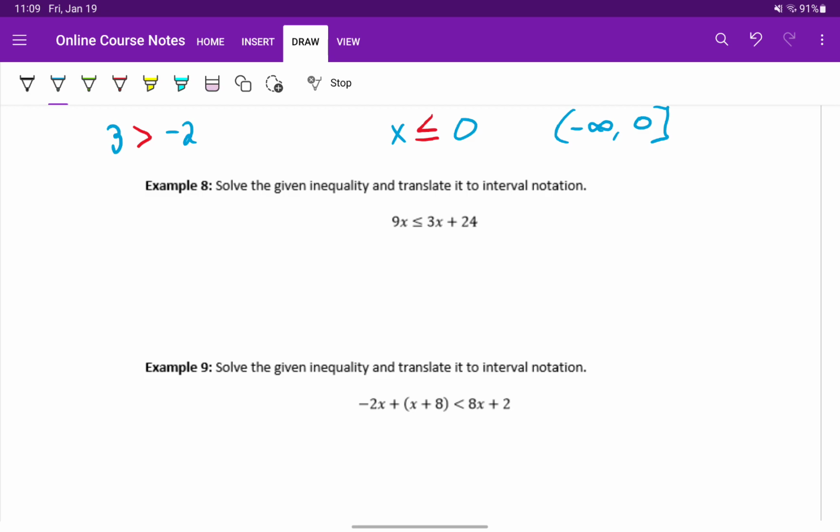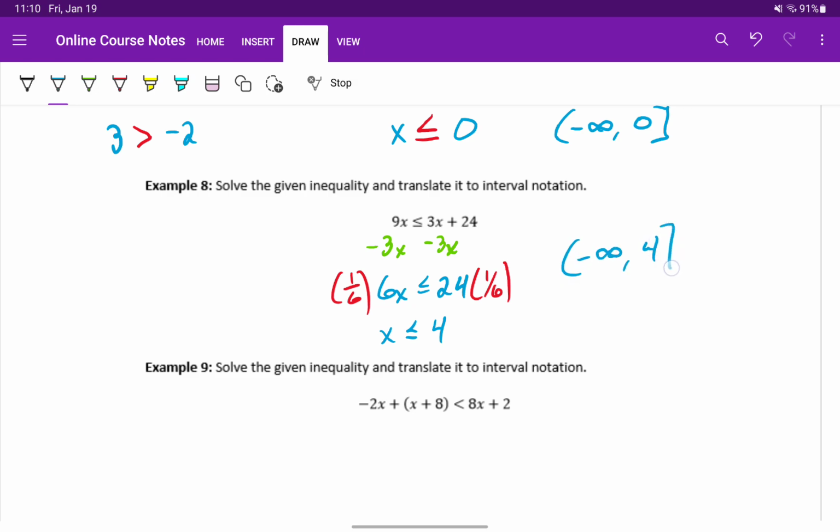In example 8, we have a little bit more work to do, but our rules from solving equations, again, carry forward with us. So we'll first group all of the x terms on one side of the equation, giving us 6x is less than or equal to 24. And then we'll multiply both sides by the reciprocal of that coefficient, which will give us x is less than or equal to 24 divided by 6, or x is less than or equal to 4. Expressed as an interval, that would be -∞ to 4, again with a closed bracket here since we have that or equal to statement.